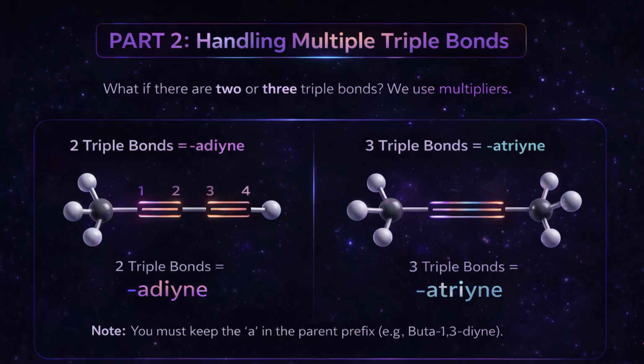Since there are 2, we label it as an -adiene. On the right, we have a more complex structure with 3 triple bonds. Following our rule, this becomes an -atriyne. The hidden rule: the extra A.